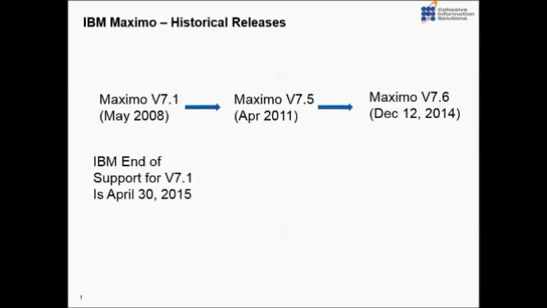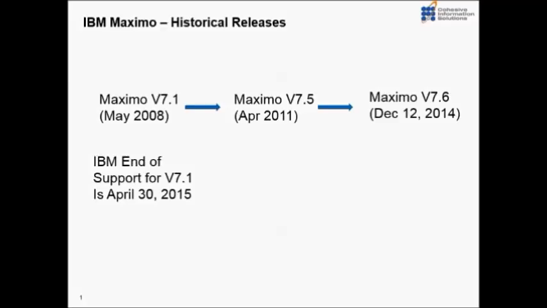So just a little bit of history here. Back in 2008, 7.1 was released. 3 years later, the current version, Maximo 7.5, was released in April of 2011. And then again, 3 years from that point, Maximo 7.6 was released. And today was actually the release date, as I said earlier.